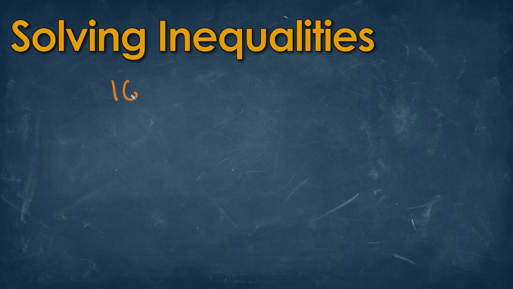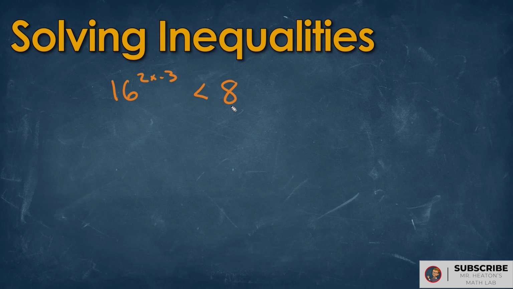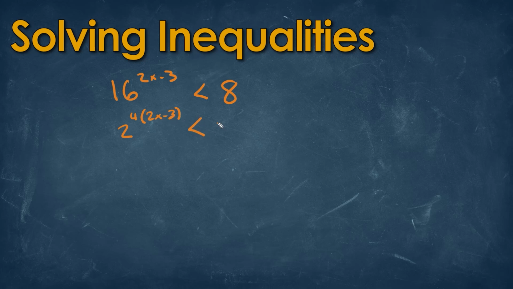Now what if we have inequalities? Say we have 16 raised to the 2x minus 3, and that is less than 8. Well, with 16 and 8, we would need to simplify that into something of 2 raised to a power. So that's 2 raised to the 4th times 2x minus 3 is less than 2 raised to the third power. Now that we have our base the same, we can change this to looking at what's in the exponents. So we'd have 4 in parentheses 2x minus 3 is less than 3. Multiplying this out, we get 8x minus 12 is less than 3. We would move 12 to the other side.